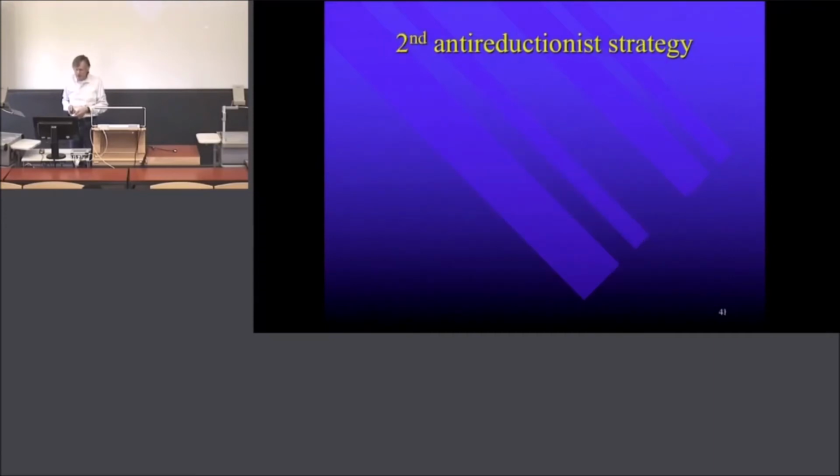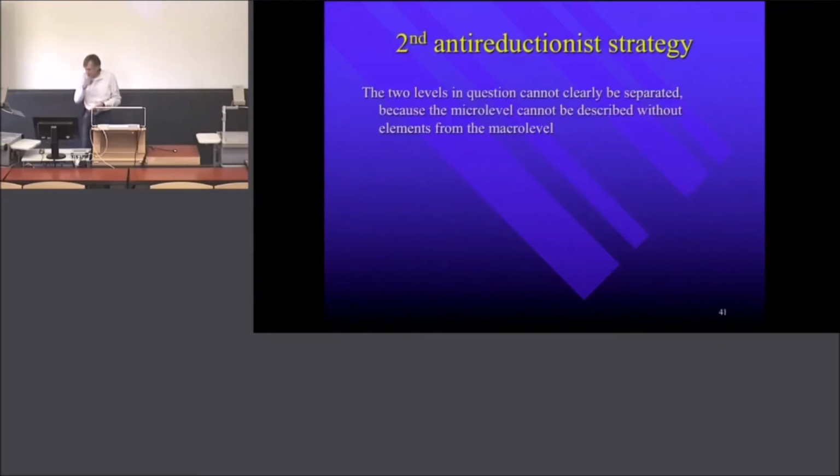Okay, so we come to the second anti-reductionist strategy, and that's a strategy you also find, in a more sophisticated way, to attack reductionism. What you say is the two levels in question cannot clearly be separated because the micro level cannot be described without elements of the macro level. So what you're saying is, look, your whole enterprise is wrong-headed. I'm not saying it's possible or not possible. I'm just saying it's wrong-headed because what you need for a reduction is a clear separation of the levels. You're going to say, this is the macro level, and that macro level I'm going to reduce in whichever sense to the micro level.